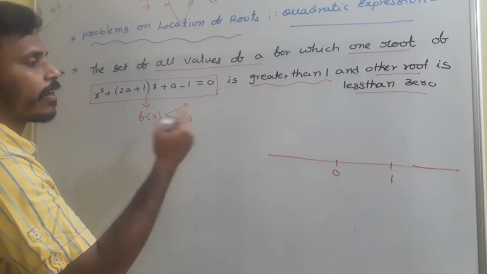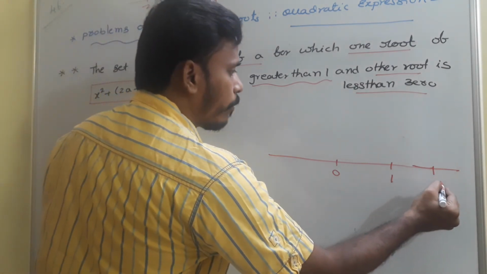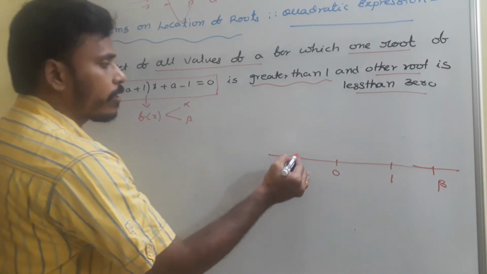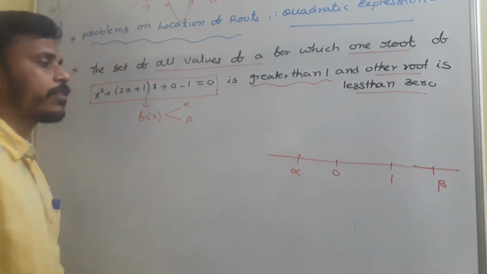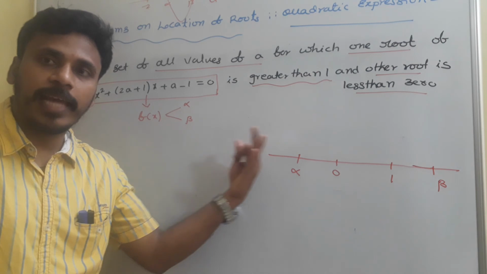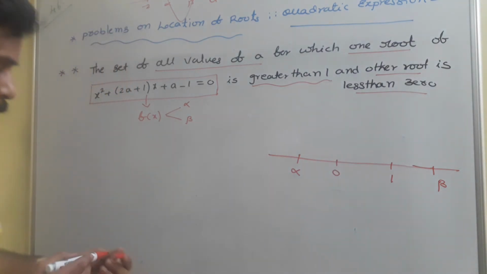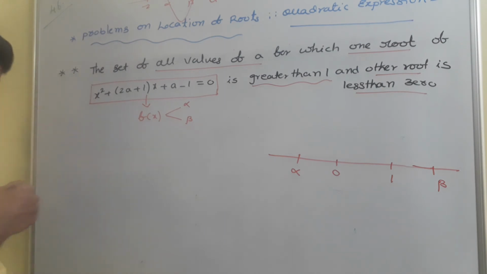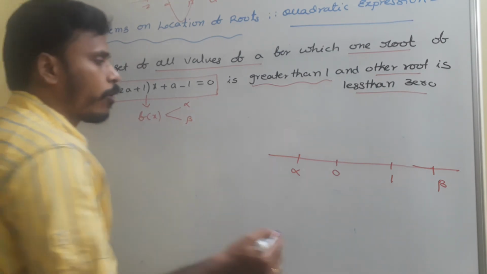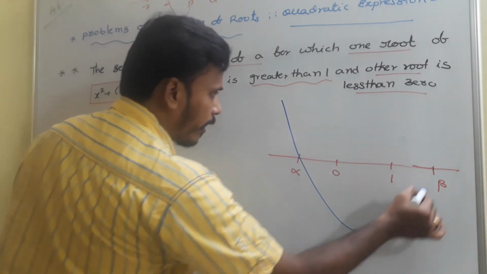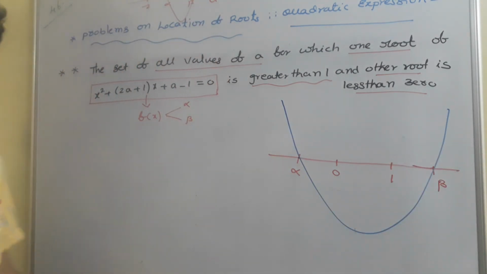One root is greater than 1. So one root, which you may take as beta, is greater than 1, and the other root, alpha, is less than 0. Left side of 0 I have alpha, right side of 1 I have beta. When you think about the coefficient of x square, it's an upward parabola, it passes through the roots, so the graph will be like this, an upward parabola.